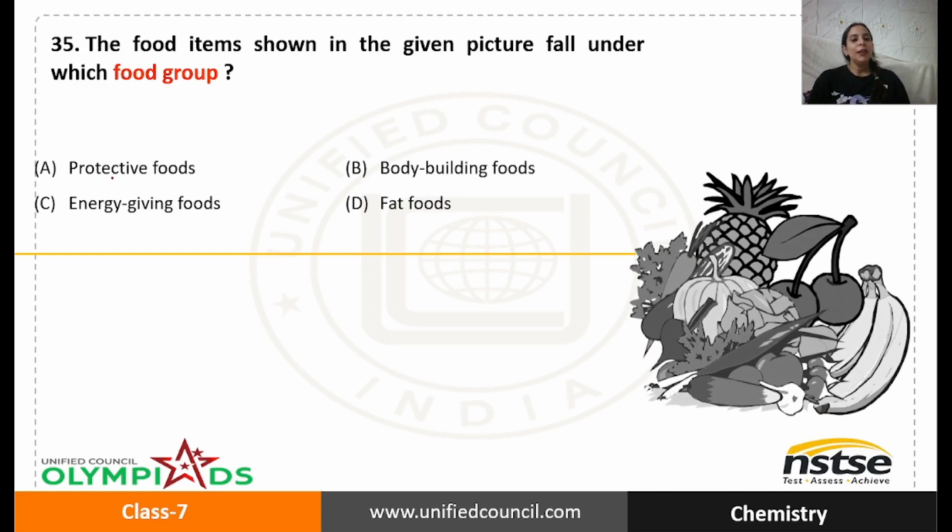Option A says protective foods, B says bodybuilding foods, C says energy giving foods, and D says fat foods. Let me tell you, food is very essential. We all living beings need food, because without food you cannot grow, you cannot have immunity. It is essential for us. So there are different categories of foods basically.